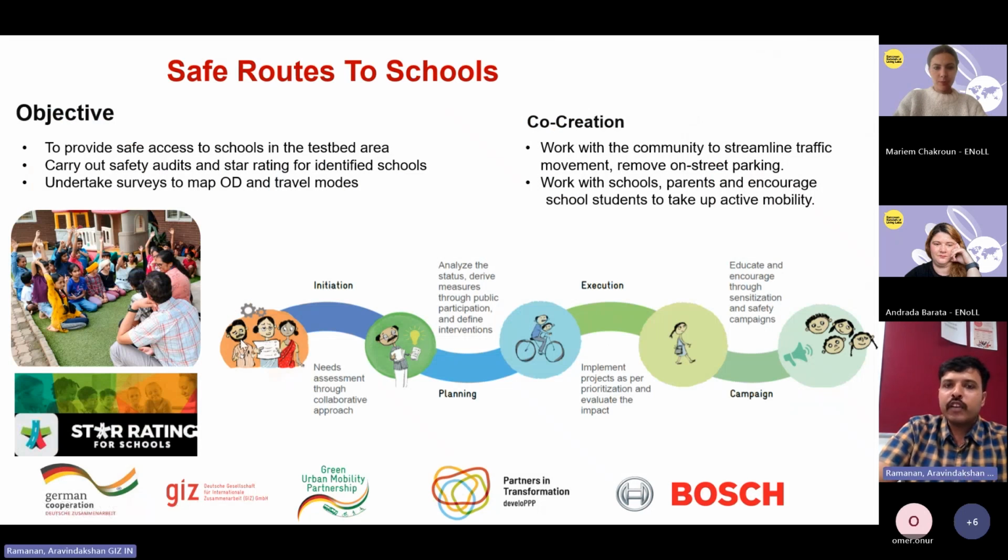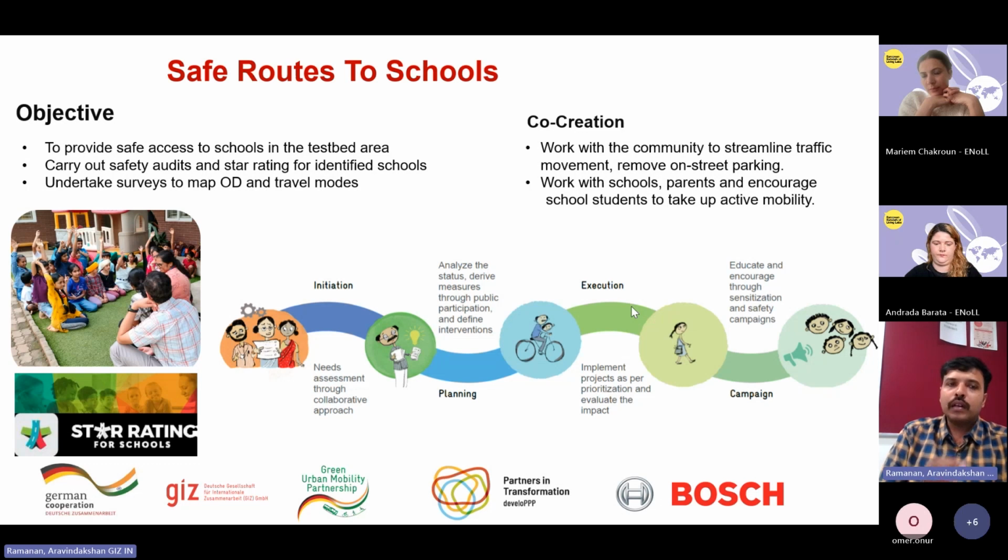The first project is Safe Route to School. We have collaborated with 5 schools in the neighborhood, where we wanted to understand the existing travel patterns of the students, how they commute back and forth from school. We want to encourage more walking and cycling. That is the ultimate target. We also want to include more topics related to sustainable mobility in their curriculum. So we have identified 5 schools in the neighborhood and are working closely with them.